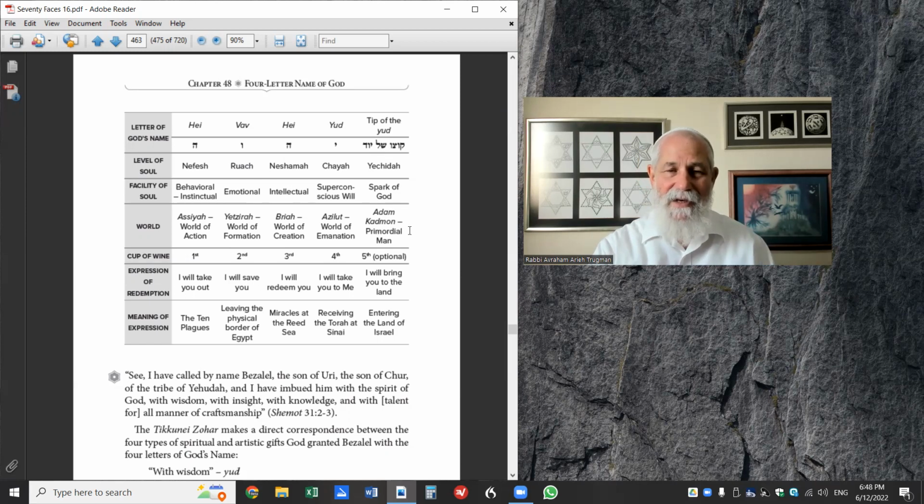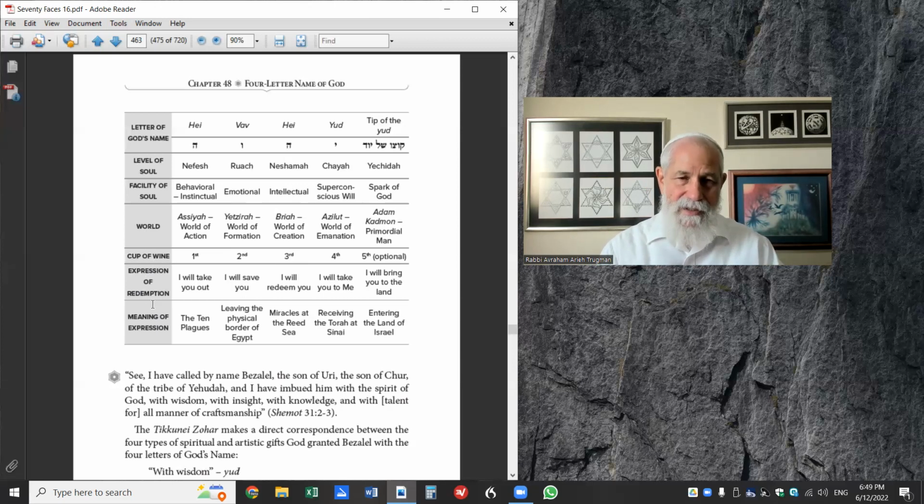But during the Seder, all of a sudden, we have 4 cups of wine. And then for many people, we have the 5th optional one. So here, all of a sudden, is a whole new connection, that each cup of wine relates to a different letter of God's name, relates to a different part of the soul, relates to a different world, and the next one is expression of redemption. We learn, why do we drink 4 cups of wine?